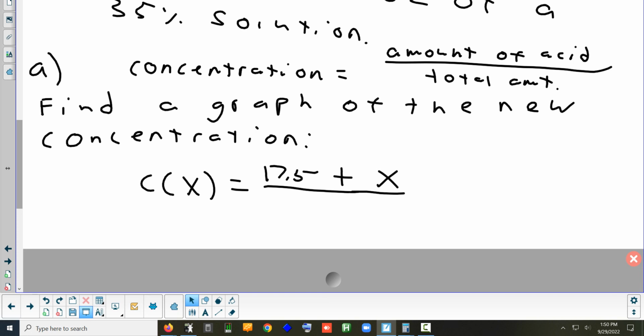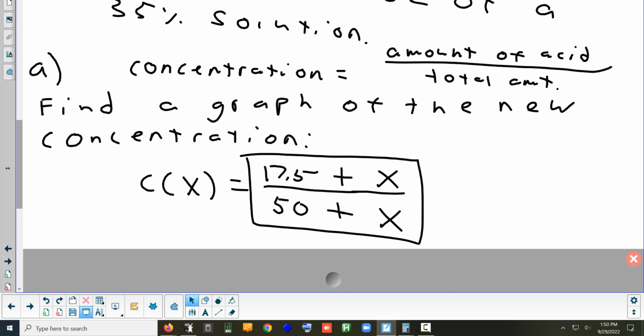That's the new amount of acid in my solution. 17.5 is what I had, x is what I'm adding. Now I need the total. How much liquid did I start with before I put anything in it? That's going to be there no matter what. I started with 50. And how much liquid am I adding? I'm adding x. So there's the formula for your new concentration.